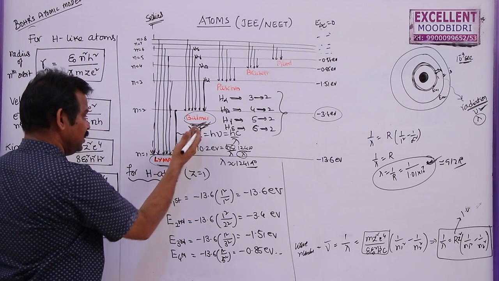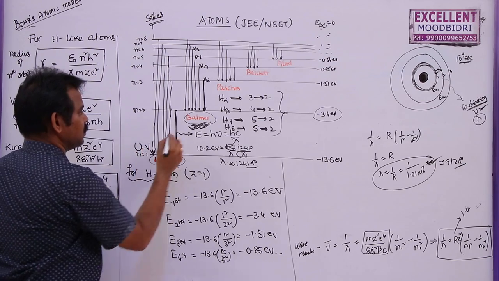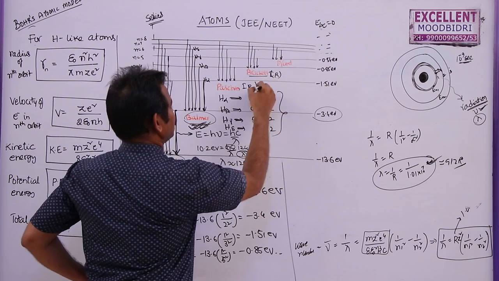Now this is under this one. So this is in the UV region. This is in the infrared region. These wavelengths are also in the infrared region.